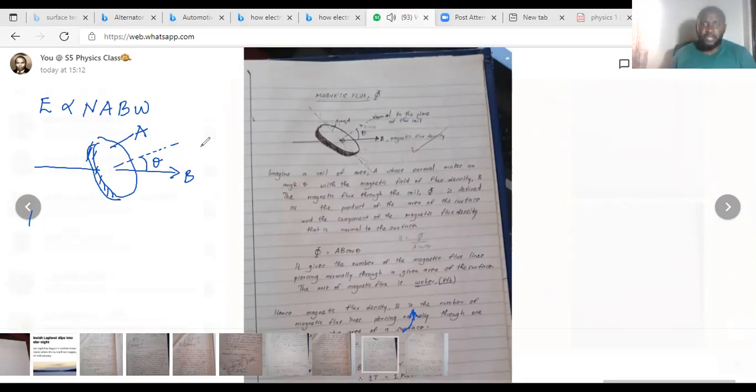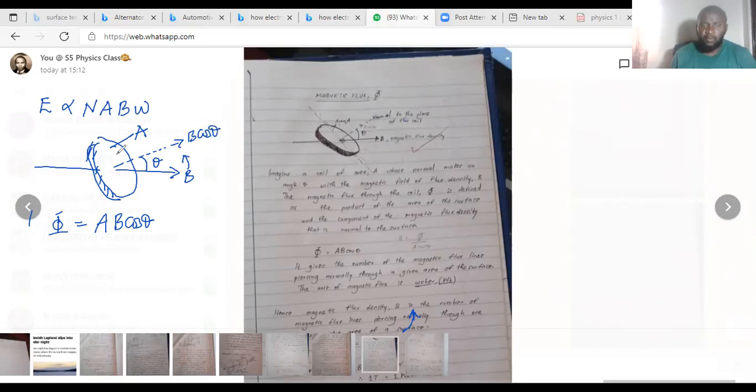So if one wants to get the magnetic flux phi, the magnetic flux phi is going to be given by the area that you're threading through the field times the component of the magnetic flux resolved normal to the coil. So it means you're going to move this magnetic flux normal to the coil by compressing the angle theta. So along this line, it would be B cos theta.